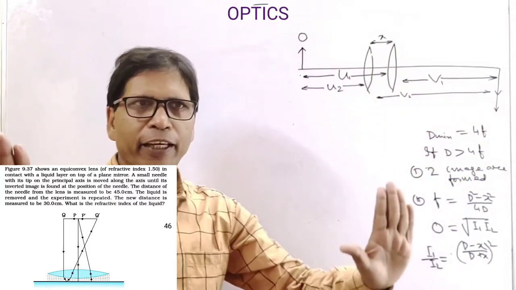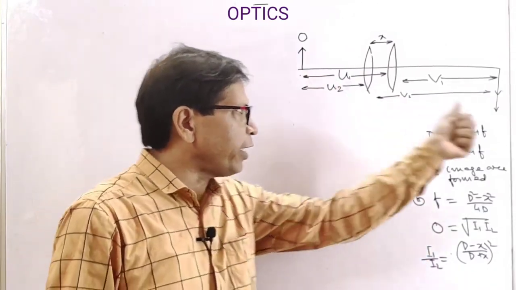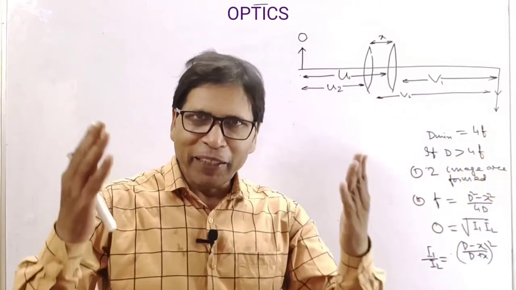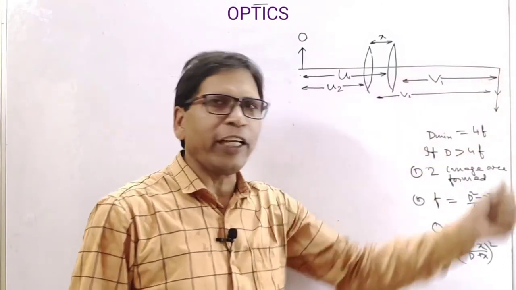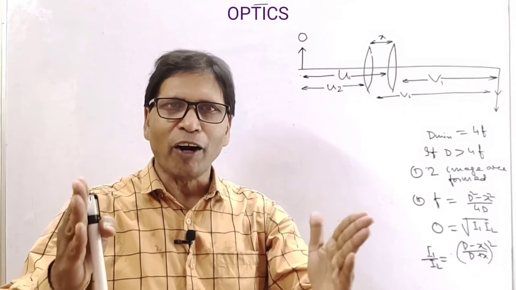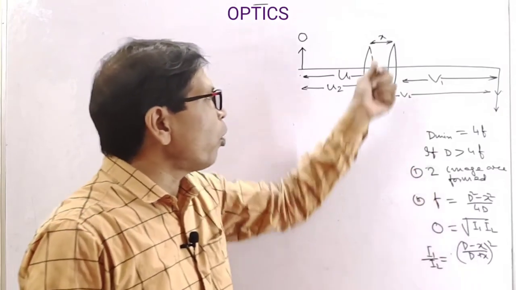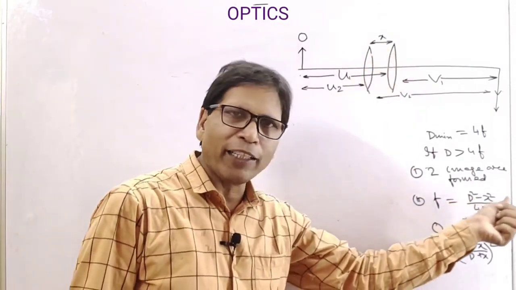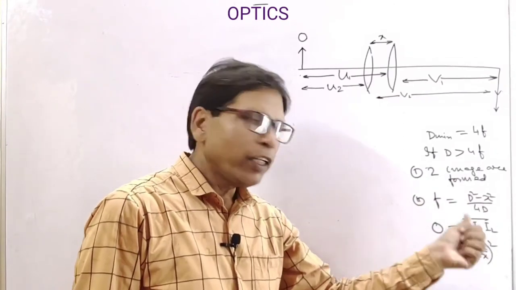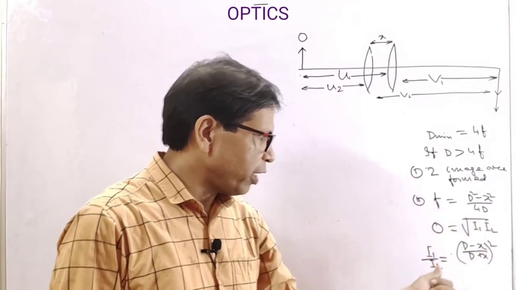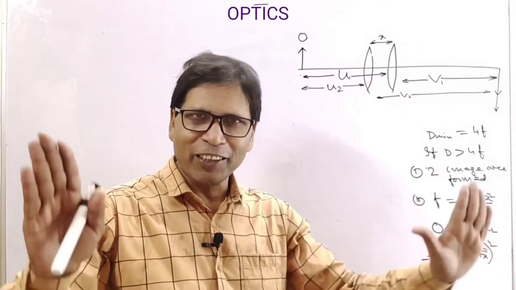Now next, this is the object O and this is the screen I, and this is a convex lens A. Now we have to prove the minimum distance between the object and its real image is 4f. If d is greater than 4f, then two real images are formed on the screen for two different positions of the lens, and we have to prove the focal length f of the lens is (d square minus x square) by 4d, and the size of the object is the square root of the product of the sizes of the images, and the ratio of the sizes of the images is ((d minus x) divided by (d plus x)) whole square.